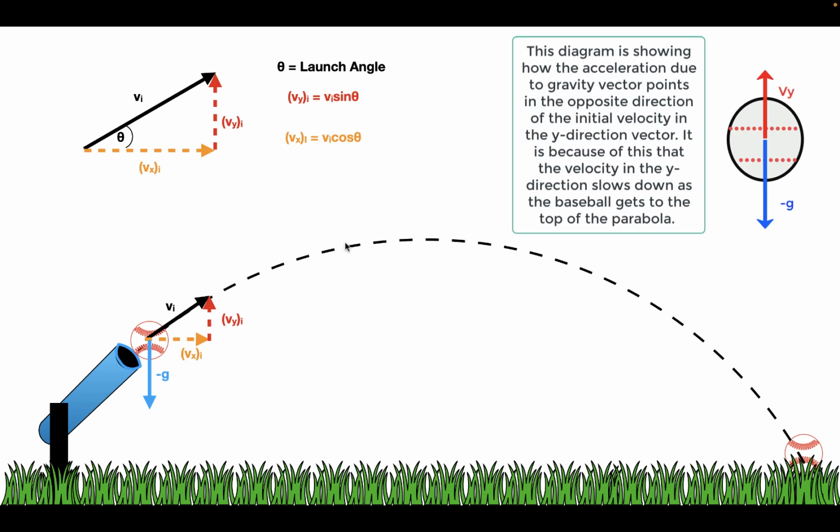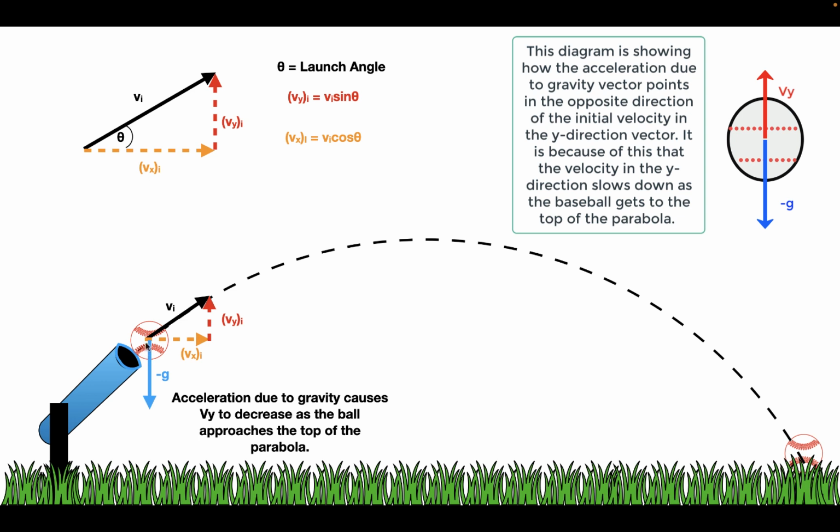And what we see from this diagram here is that the initial velocity in the y direction and the acceleration due to gravity are pointing in opposite directions. The acceleration due to gravity is pointing towards the ground, and the initial velocity in the y direction is pointing upward. Therefore, the acceleration due to gravity is actually causing the velocity in the y direction to decrease as the ball approaches the top of the parabola.